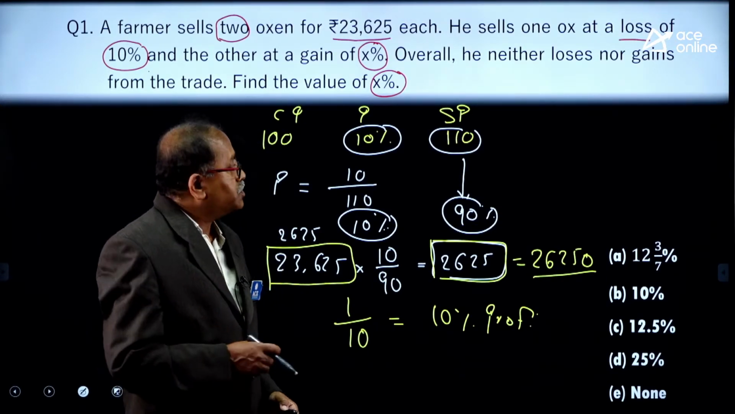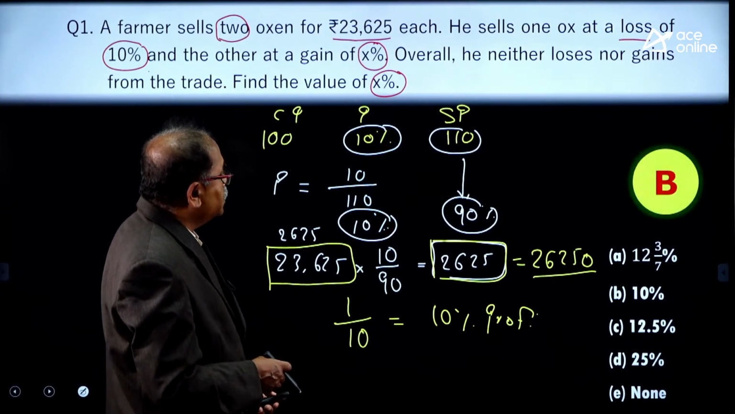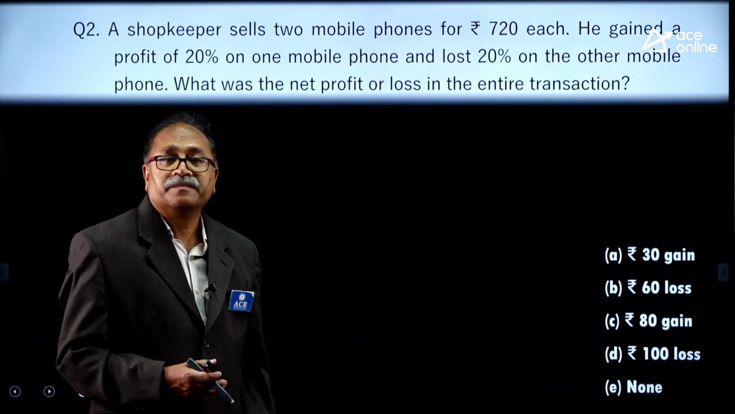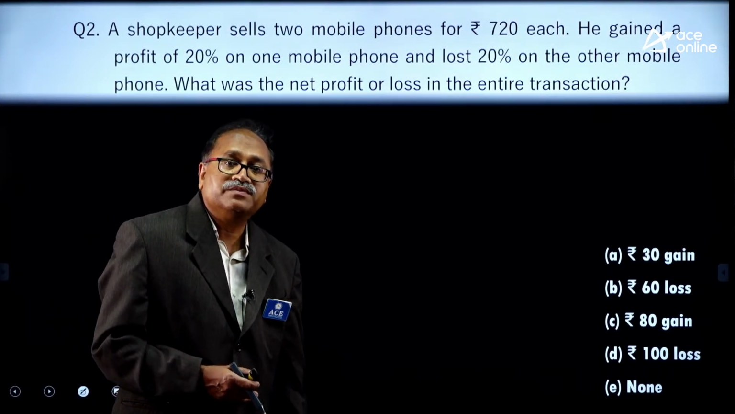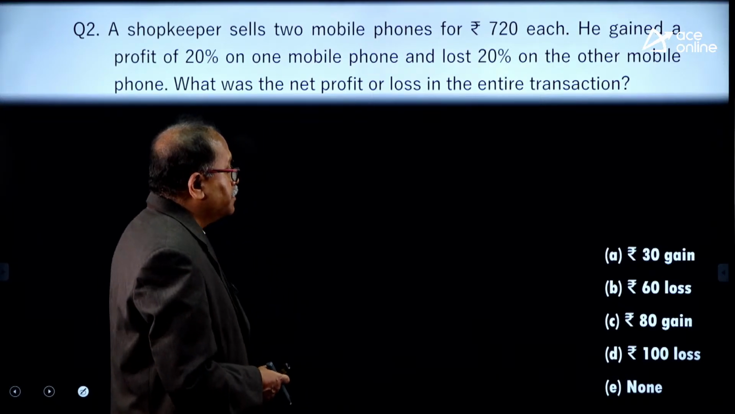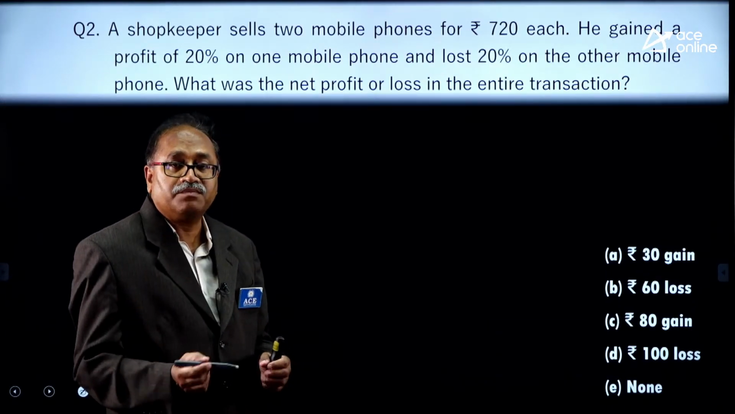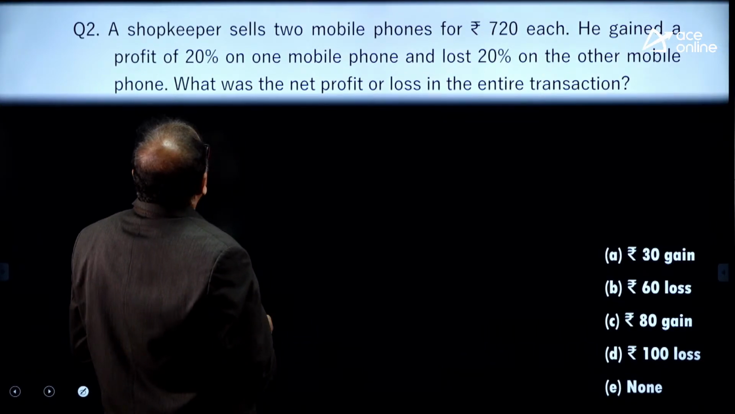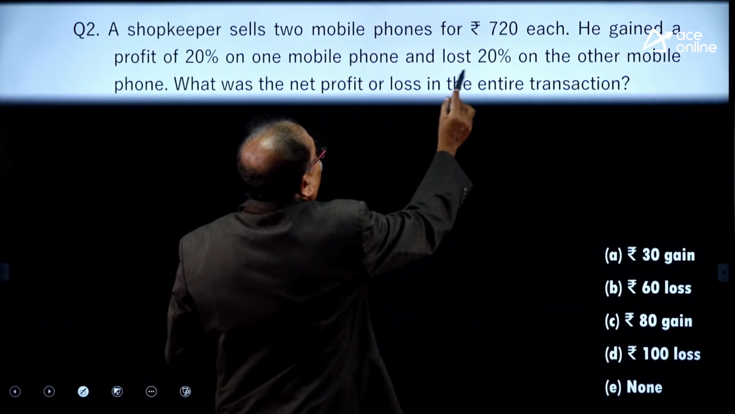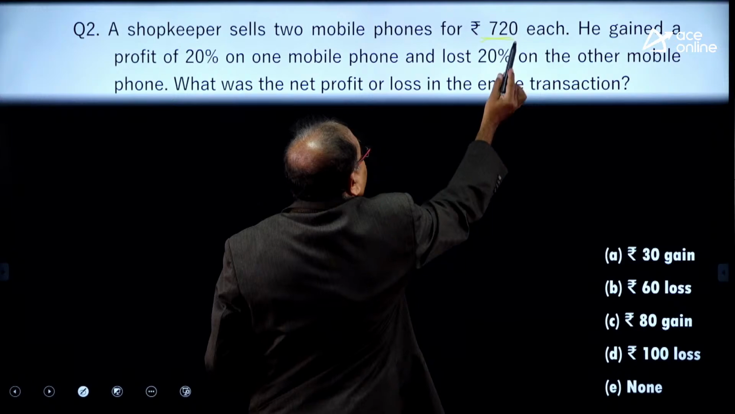Moving on to the next question, and the next question is this. Come on my friends, we will practice some questions over here, and all the questions which I picked up are very important questions. A shopkeeper sells 2 mobile phones for rupees 720 each.